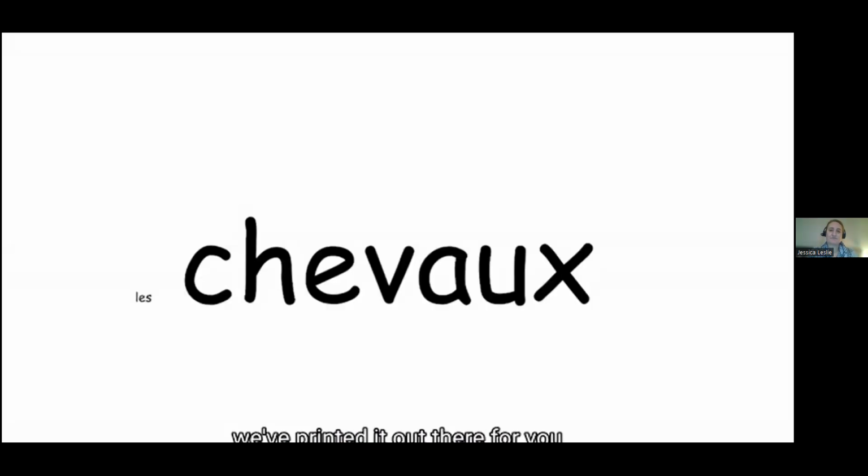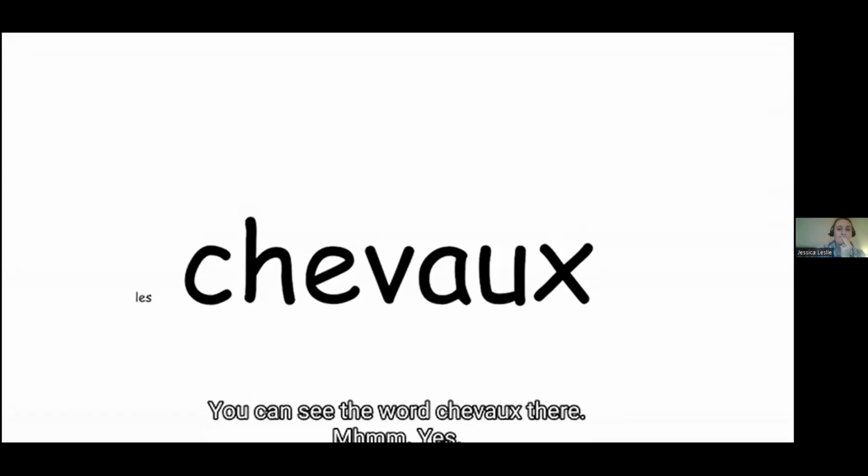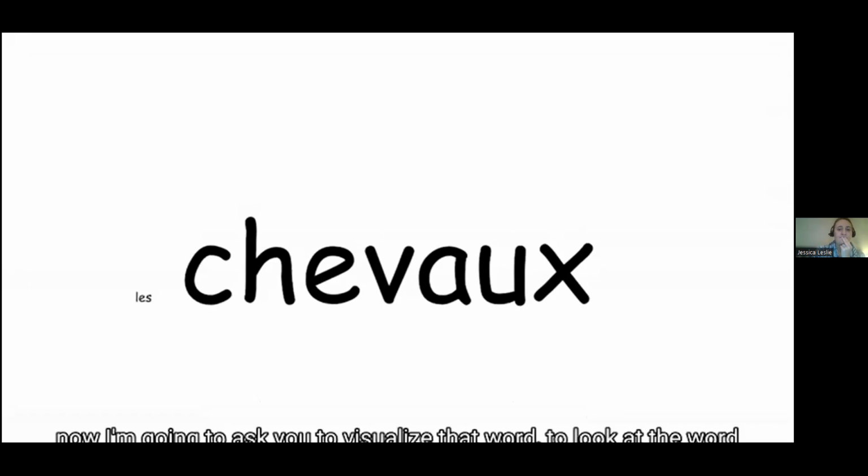Judith, there's the word chevaux. We've printed it out there for you in big letters. Now, the principle of this is to print in big letters so that you can see the word. You can see the word chevaux there. Yes. Okay. Now I'm going to ask you to visualize that word, to look at the word until you think you can see the word inside your head. Just keep looking at it. Look at it until you can visualize it.